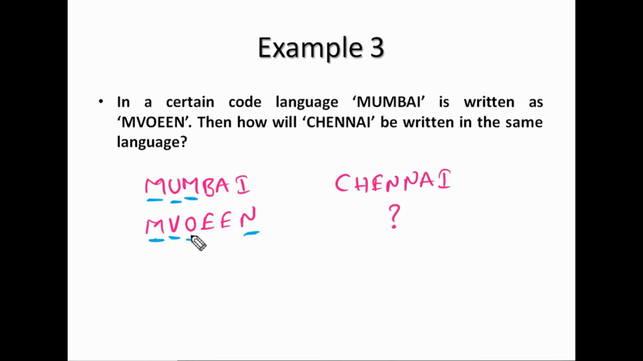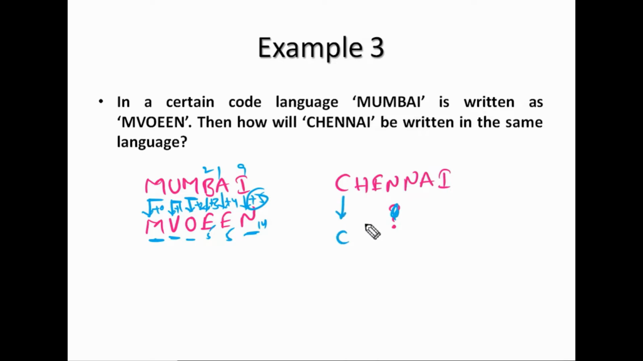M is the 13th letter, O is the 15th letter. Directly we can say it is plus 2. Maybe the logic is plus 0, plus 1, plus 2, then plus 3, plus 4, 9 and 14 is plus 5. So here the letter difference is increasing consecutively, in consecutive natural numbers. Here also we'll do the same.